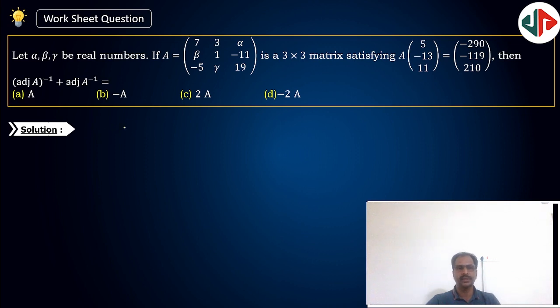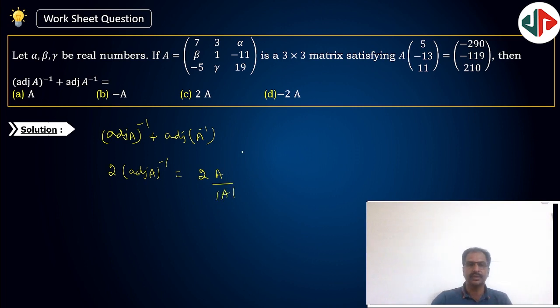Next, alpha, beta, gamma are real numbers. Matrix A is given. Adjoint of A whole inverse plus adjoint of A inverse. Adjoint of A whole inverse and adjoint of A inverse both are same. So this is 2 times adjoint of A whole inverse, and the formula for adjoint of A whole inverse is A by delta A. So we have to find 2 into A by delta A. Find delta A. First you have to find unknowns in matrix A. For that, what is given?